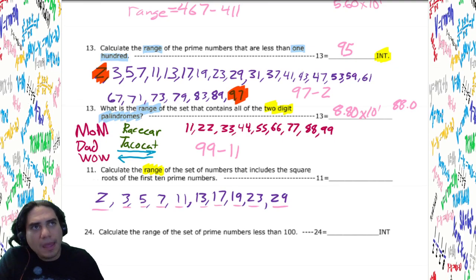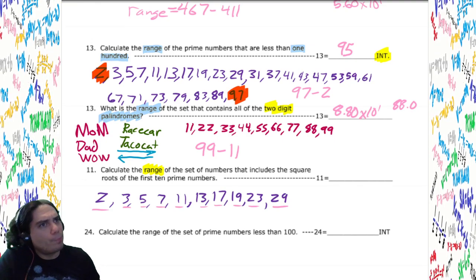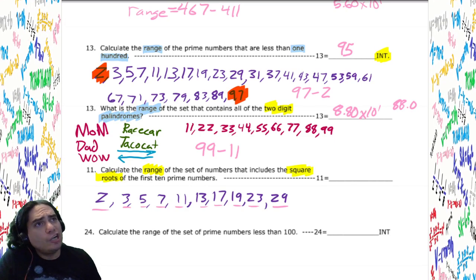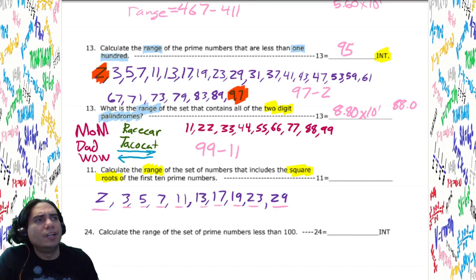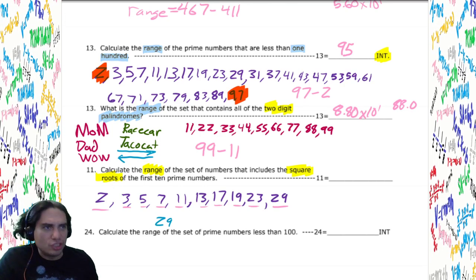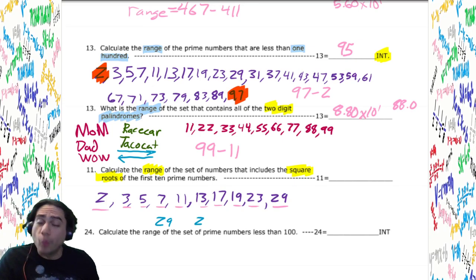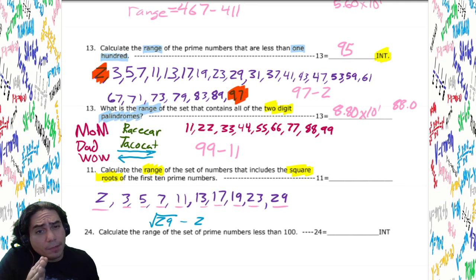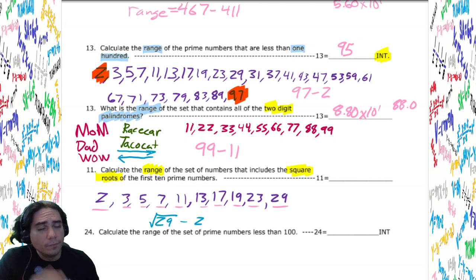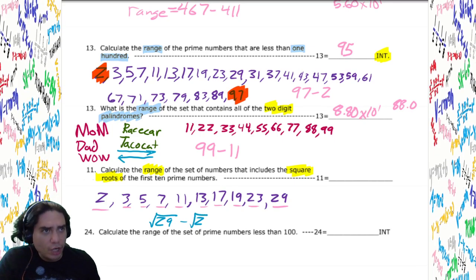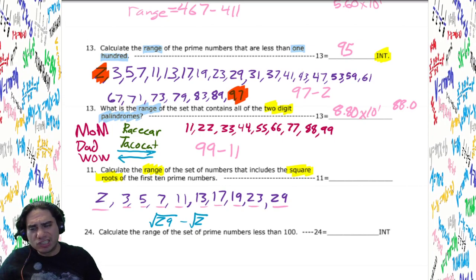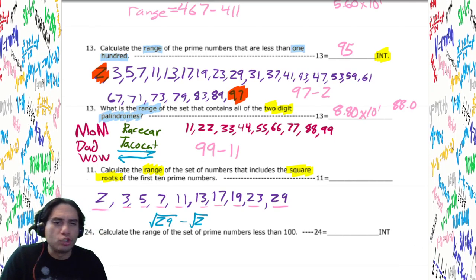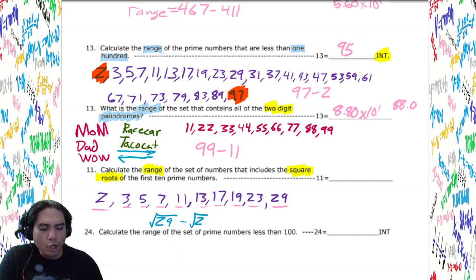But we gotta remember that it's not just about the prime numbers, it's about the square roots. So our largest prime number in this problem is gonna be 29, and our smallest prime number is gonna be 2. So what we gotta do is get the square root of 29, because if it's the largest prime number, it's gonna have the largest value for square root. And we're gonna subtract the square root of the minimum prime number, which is 2. And now we're gonna get our answer. So we're gonna bust out our calculator, hit 29, square root. Hit 2, square root.